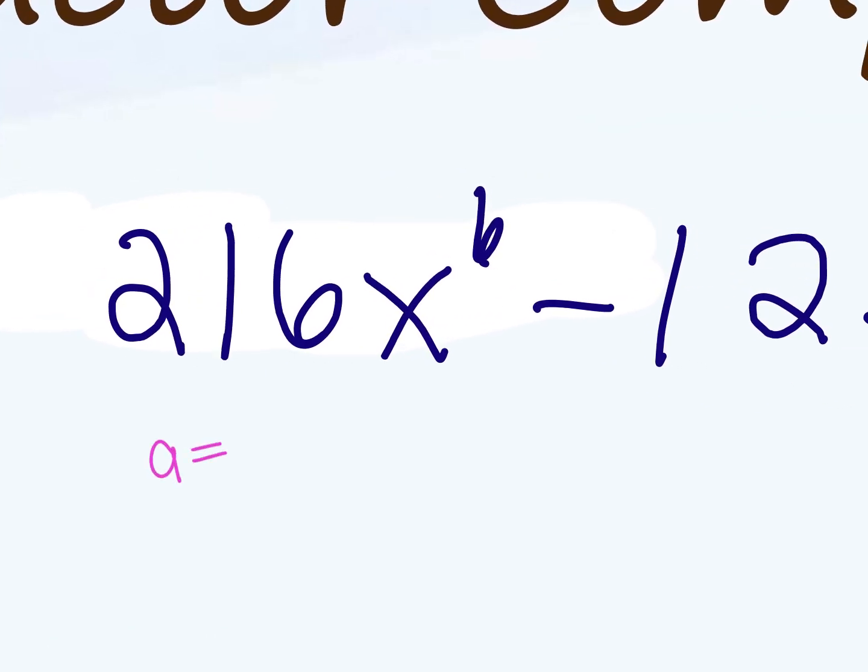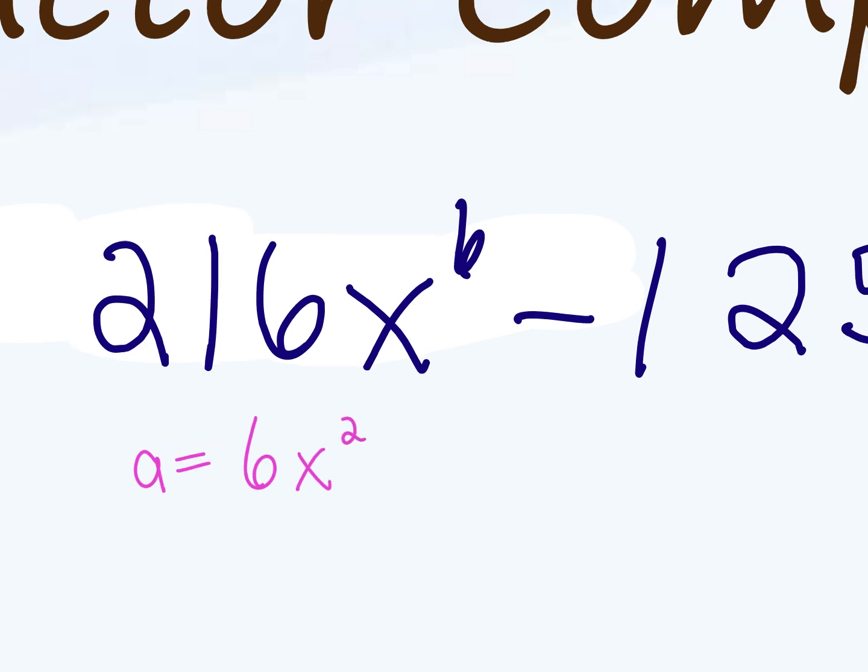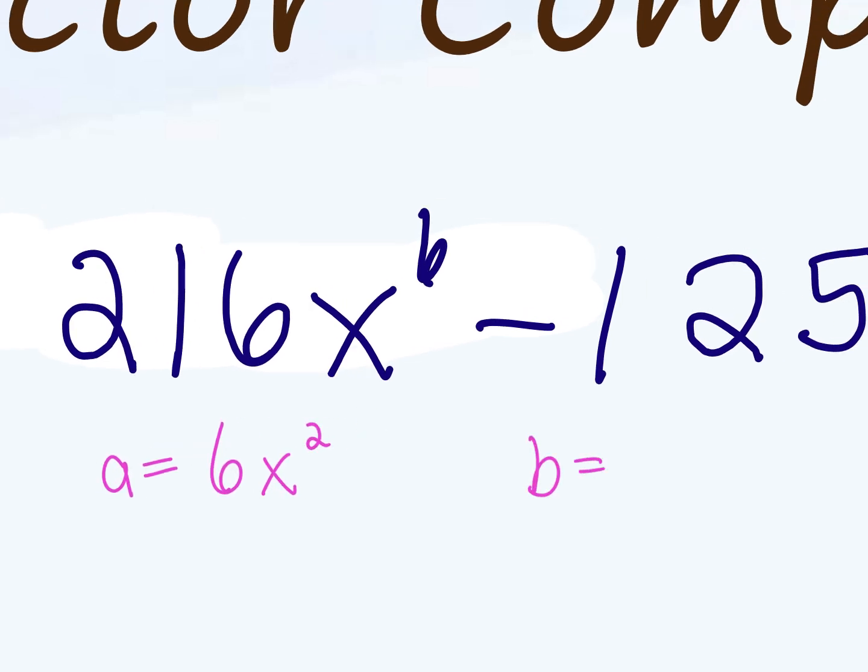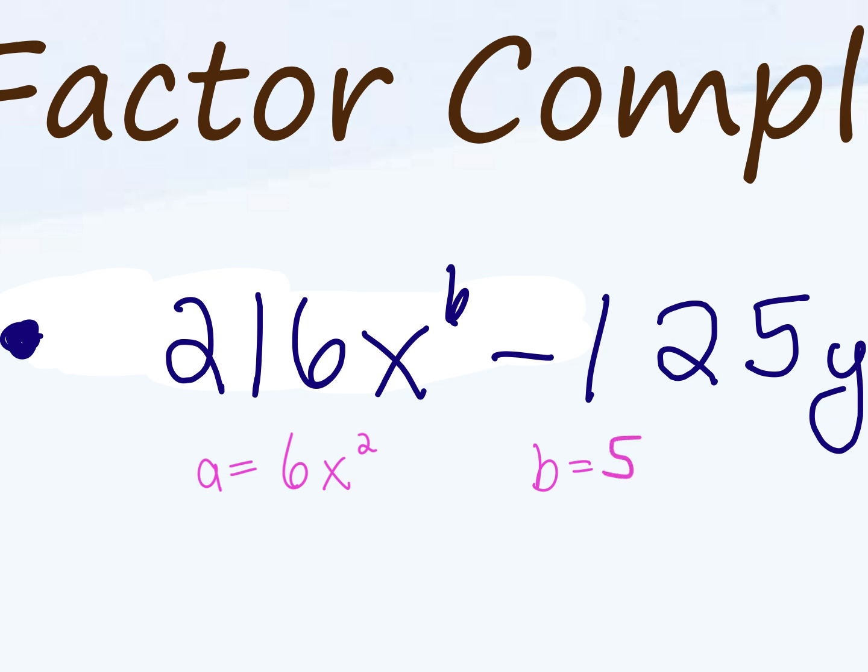Four times 4 times 4 is 64. What's 5 times 5 times 5? 125. What's 6 times 6 times 6? 216. So this is 6x to the what? Second. My b term, we just did it. What times what times what? 125. 5. Okay, so guys, once you determine what the a and the b are, or if you use a u and a v, the rest of this should be pretty simple.